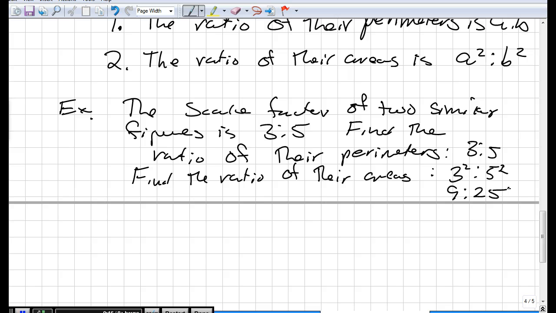And so if you know the figures are similar, you can set up proportions to solve for unknown parts. Just remember, if it's triangles, you can relate the bases, the heights, or if they're similar, their scale factor. If it's similar figures, it's the scale factor, and if you're wanting the area, it's the scale factor squared.